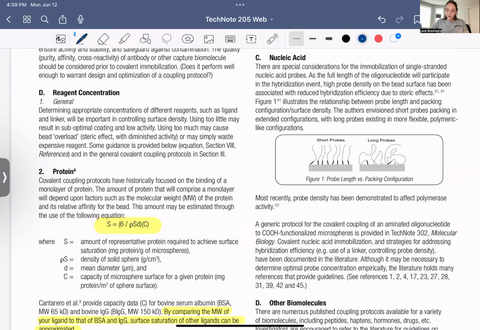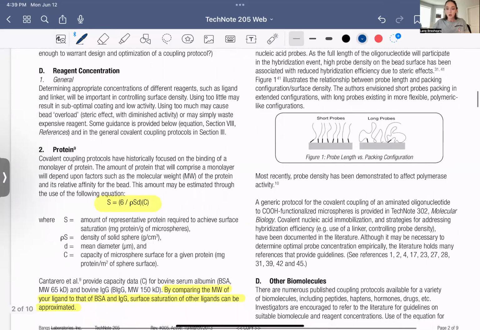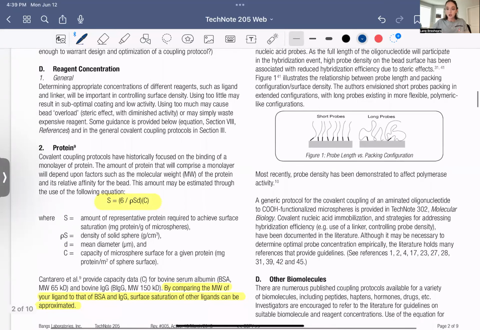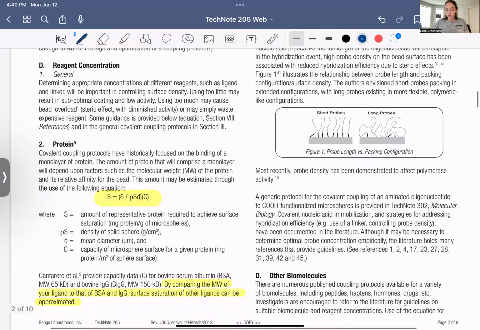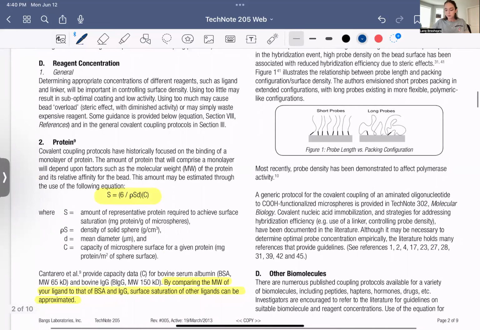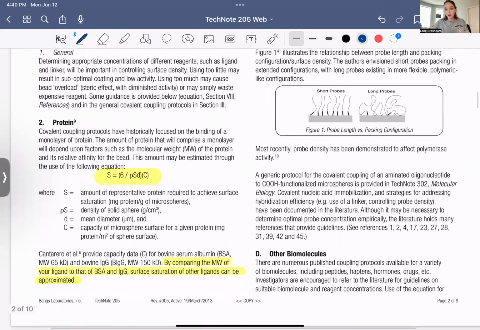Figure 1 illustrates the relationship between probe length and packing configuration surface density. The authors envisioned short probes packing in extended configurations, with long probes existing in more flexible polymeric-like configurations. So basically, if you're working with nucleic acids, you just need to optimize your amount in order to adjust the configurations of your probes.